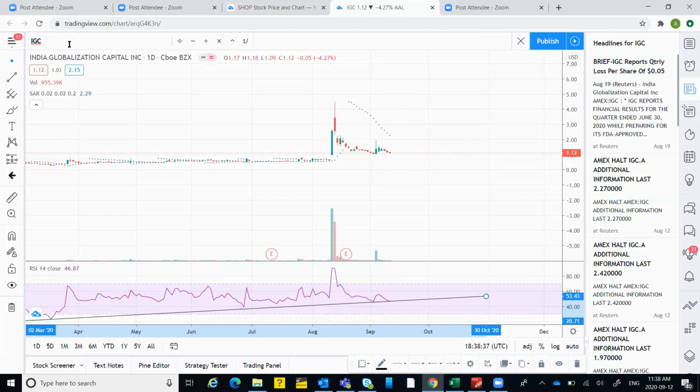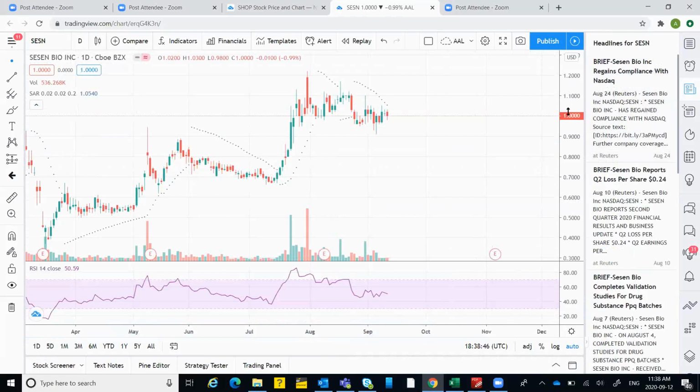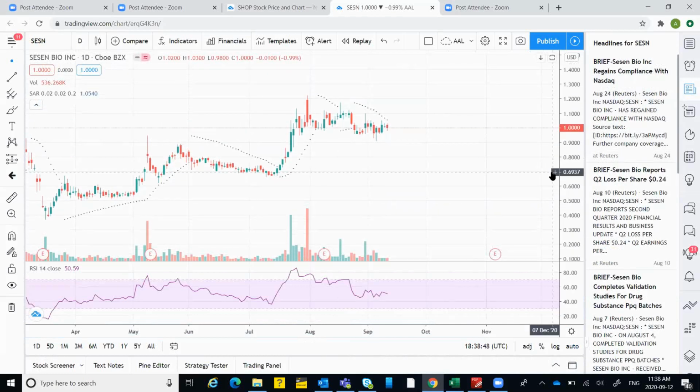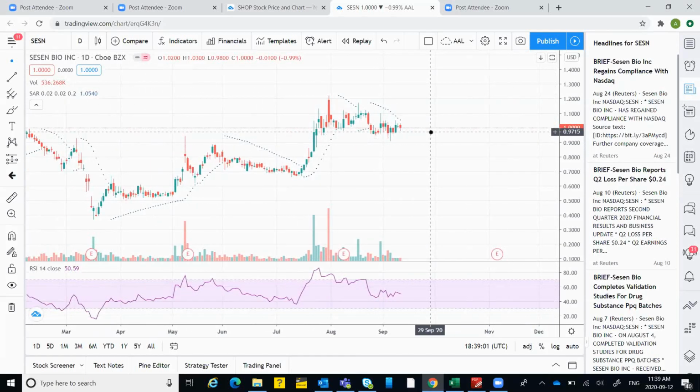Okay, I'm looking at SESN. I bought this at 1.09, and it's just hovering around this. You bought it here at 1.09? Okay, very close. Yeah, that's very close. Yeah, so this is a support level here.